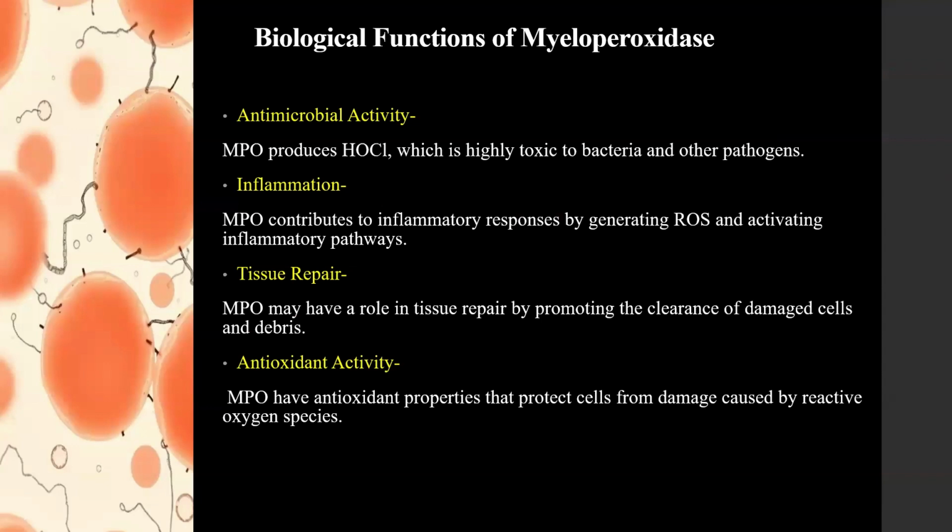Now, the biological function of myeloperoxidase. Myeloperoxidase produces hypochlorous acid, which is highly toxic to bacteria and pathogens. Then the inflammation. Myeloperoxidase contributes to the inflammatory response by generating reactive oxygen species and activating the inflammatory pathway. Myeloperoxidase also plays a role in tissue repair by promoting the clearance of damaged cells and debris. Myeloperoxidase also has an antioxidant property which helps to protect the cell from damage caused by reactive oxygen species.